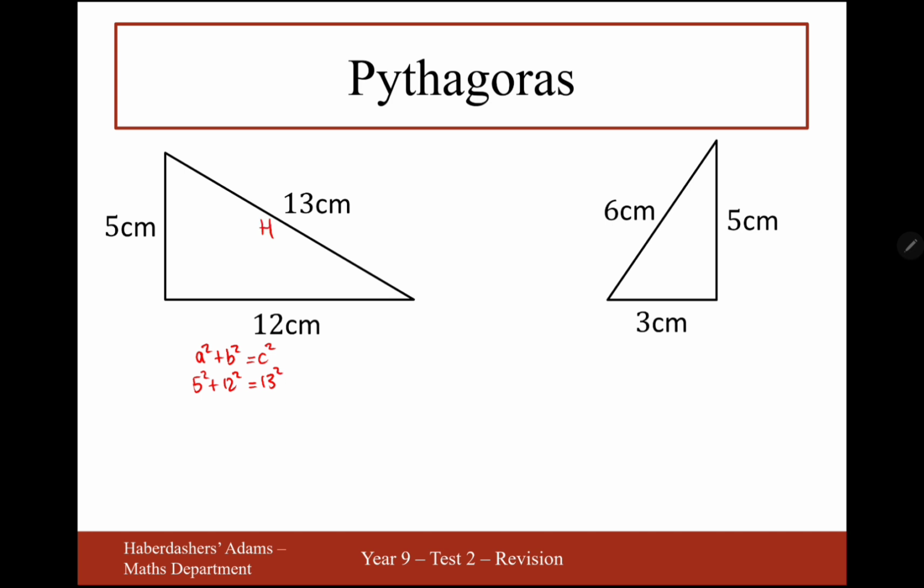This is definitely the hypotenuse over here, the one not connected to the potential right angle. So 5 squared is 25, 12 squared is 144, and 13 squared is 169. If we now add together that left-hand side, we get 169 equals 169. Great, so these two things are equal, so yes, it is a right-angled triangle.